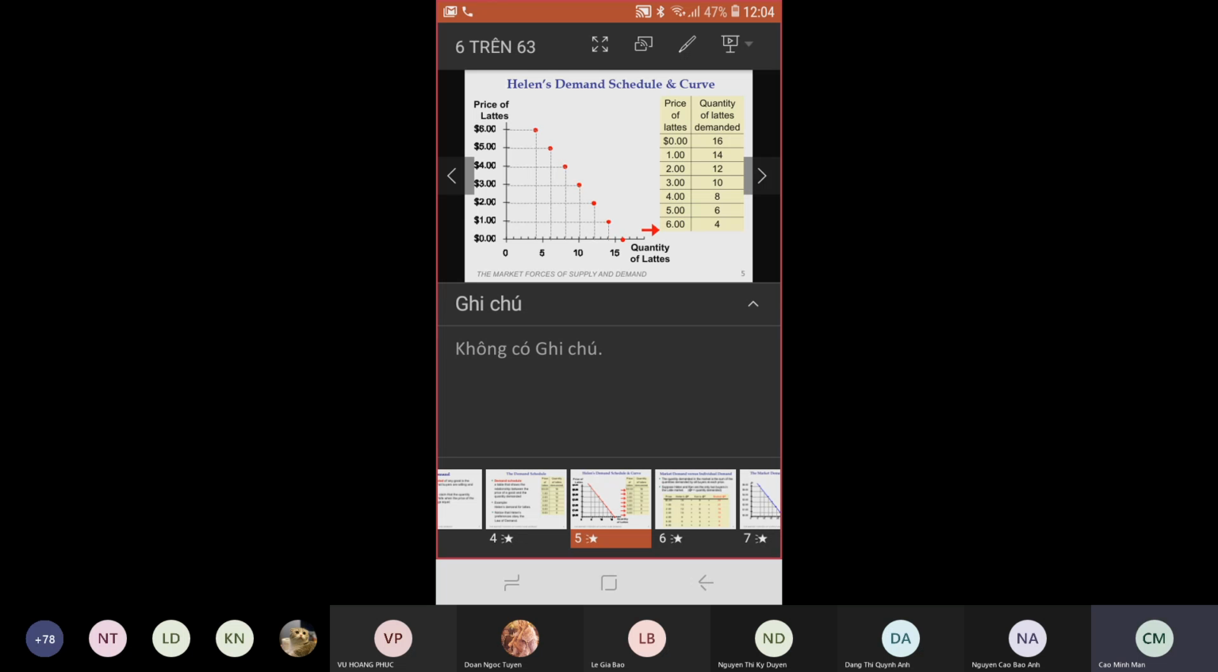Now we take a look at the last point. When the price is $6 a cup of latte, demand is just 4.